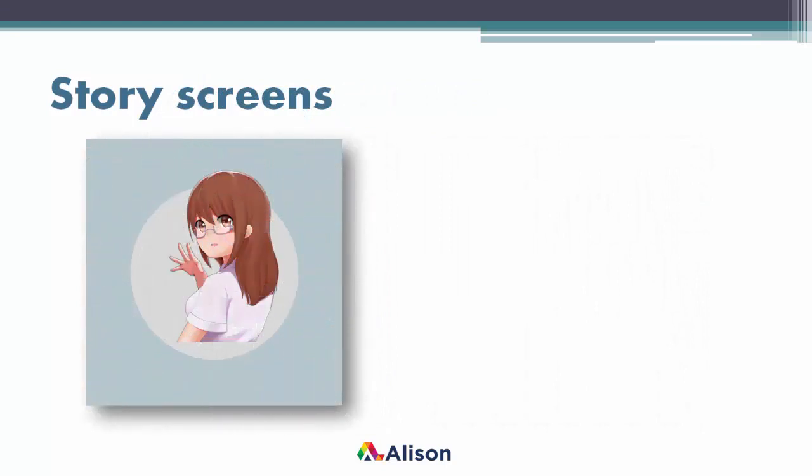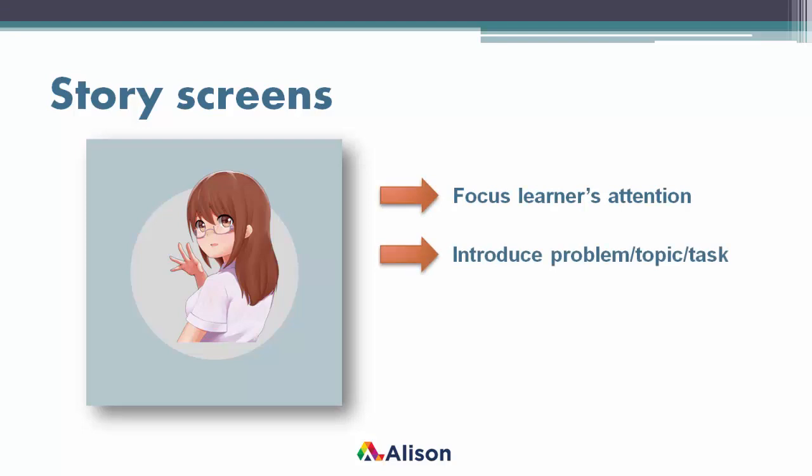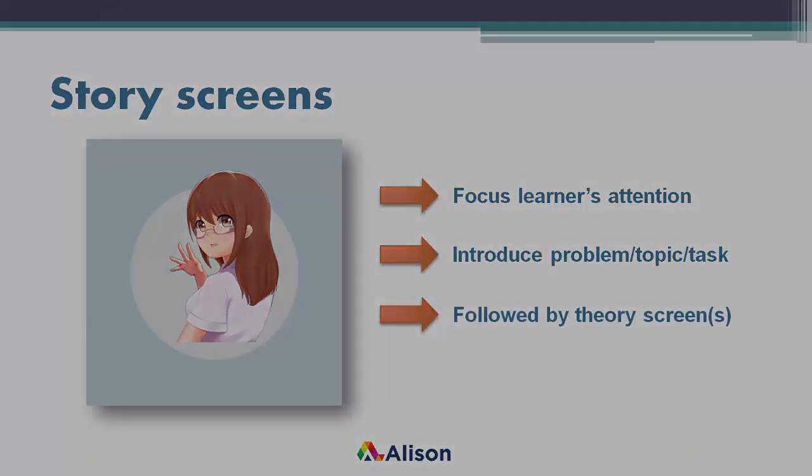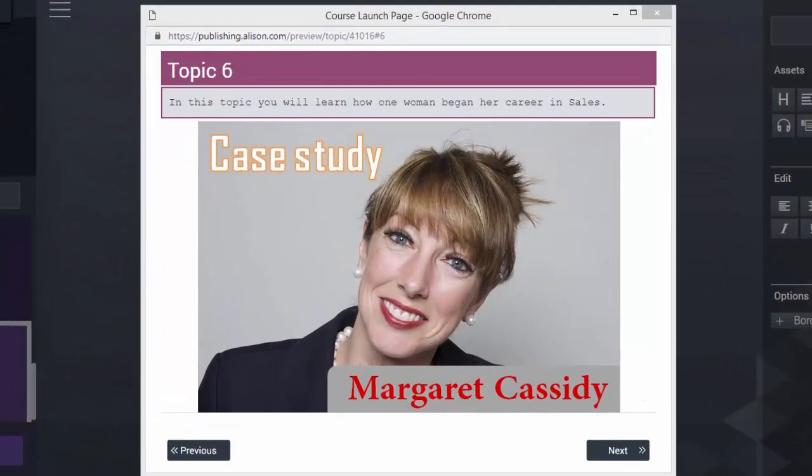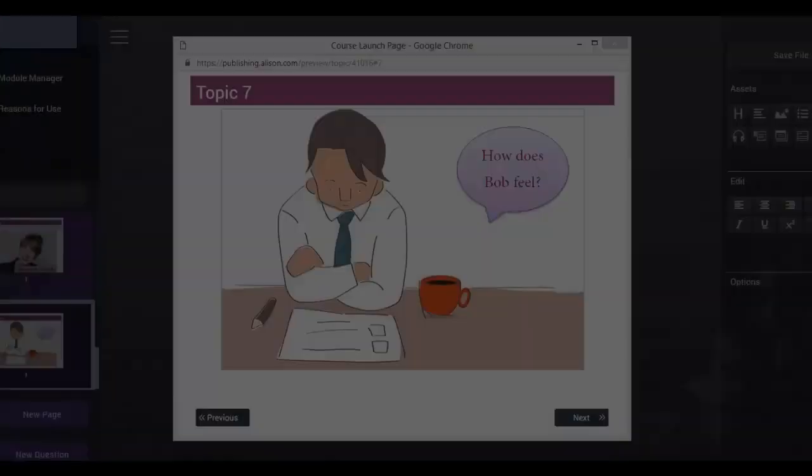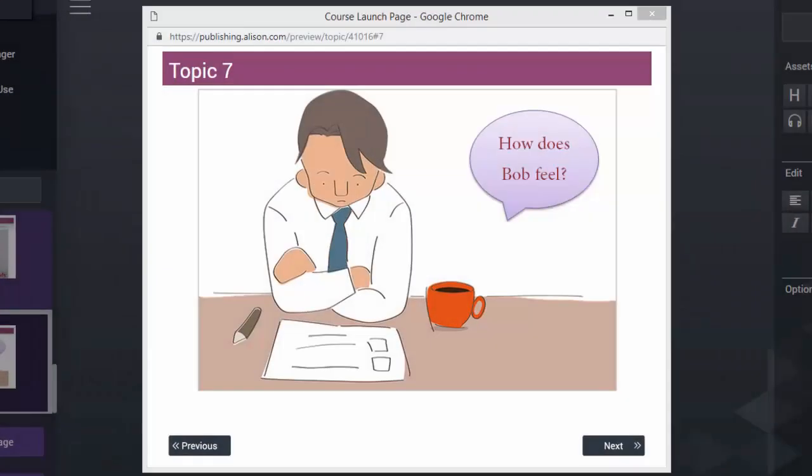Story screens can be used to focus the learner's attention on specific issues. For example, they can be used to introduce a new topic, problem, or task that the characters have to address. This can be followed by a number of theory screens that discuss the topic further. Story screens can be used to introduce the next topic. A story screen can be used to ask the learner to answer questions about the story.